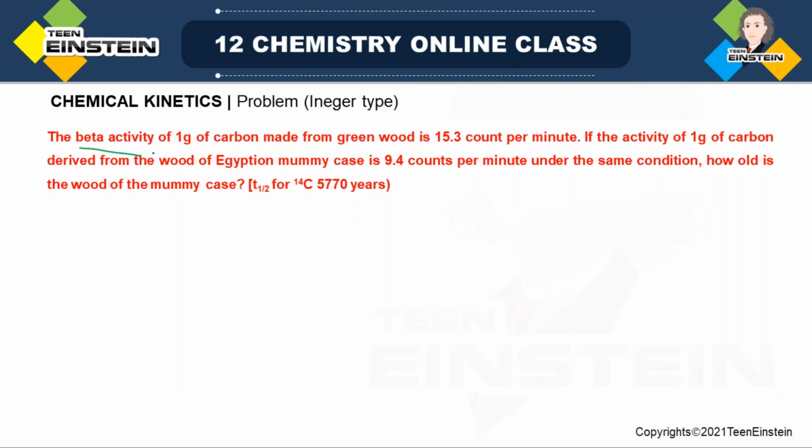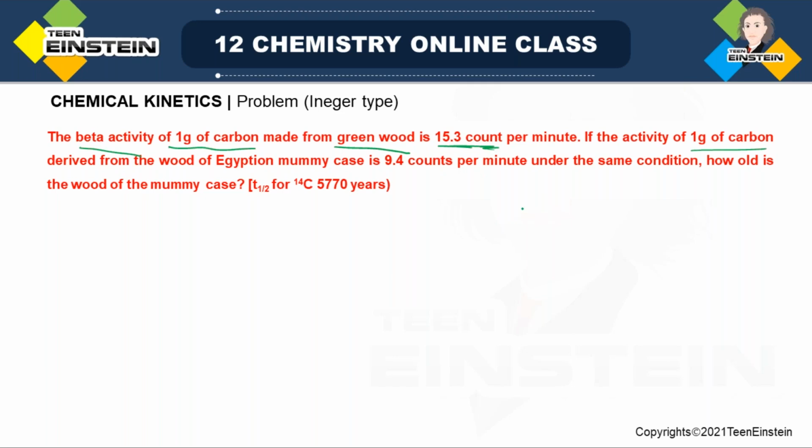Beta activity. Remember the different processes we have discussed, alpha decay, beta decay. So this is one of those processes. 1 gram of carbon which is made from green wood has 15.3 counts per minute. Here the unit is in terms of counts per minute, and this term is important. Green wood means it is a fresh sample. So in a fresh sample of carbon, the beta activity is given.